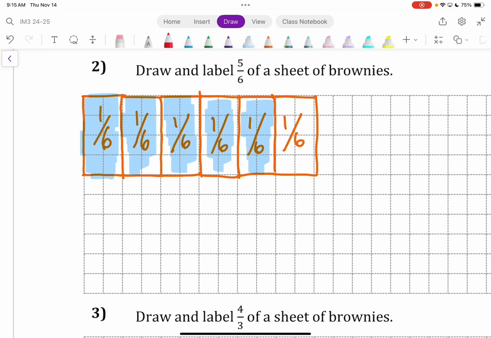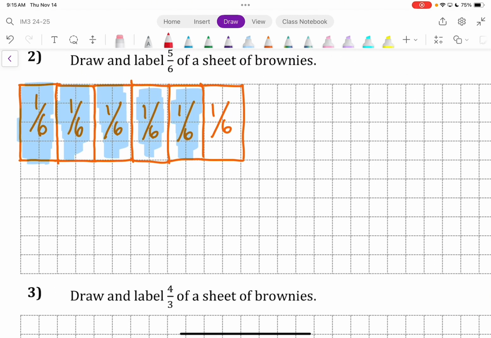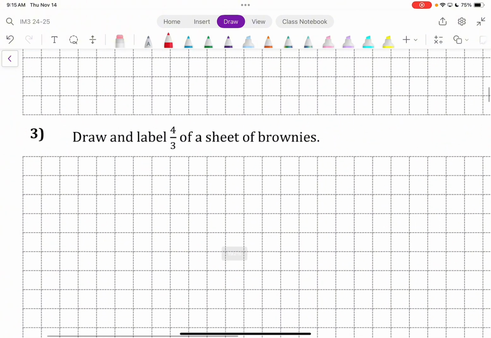Okay. So if 8 little squares represent 1/6, if I wanted to show 5 sixes, I would need to shade in 40 of them, which is what we see here. When we see that 40 of them are shaded in, 8 of them are not. Okay, so that right there represents 5/6 of a sheet of brownie. Now, by far the trickiest one was the next one. So let's see how you guys tackled this one.